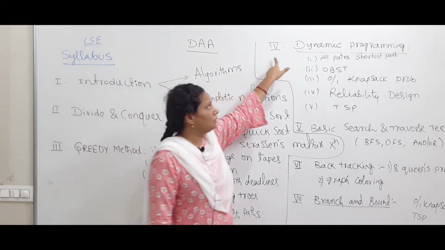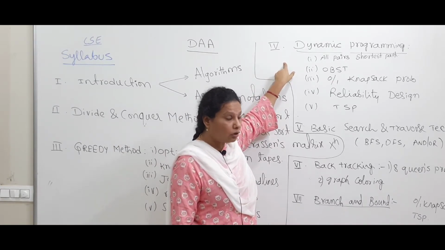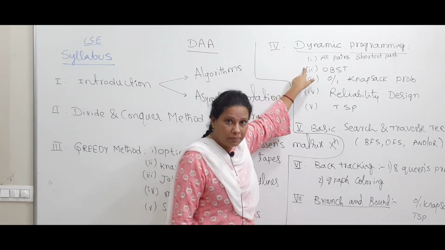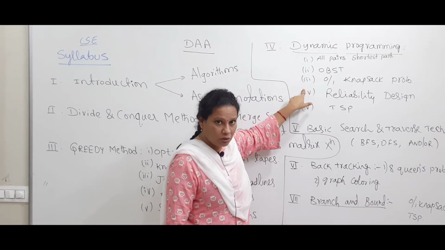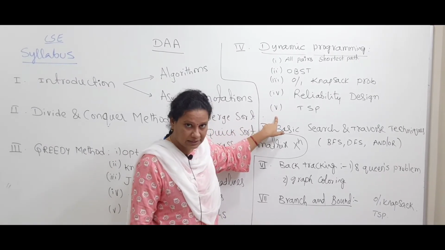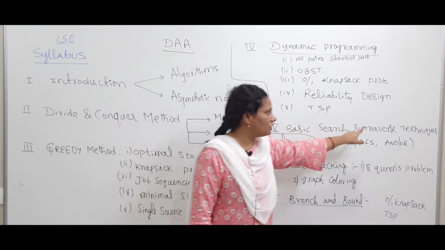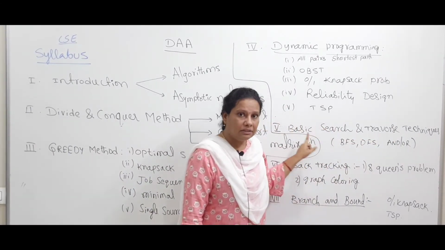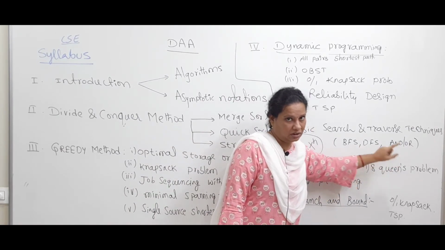The next topic is dynamic programming. In this dynamic programming method, the topics covered are all pairs shortest path, optimal binary search tree, 0/1 knapsack problem, reliability design, traveling salesperson problem. The next one is basic search and traversing techniques. In this, we are going to discuss about the BFS, DFS and AND/OR graphs.